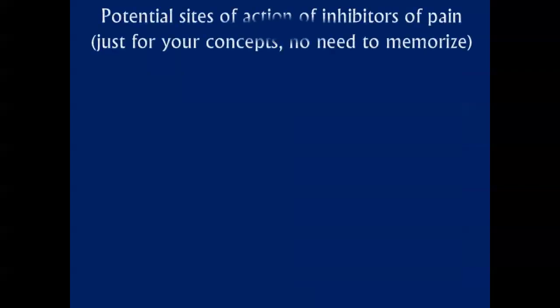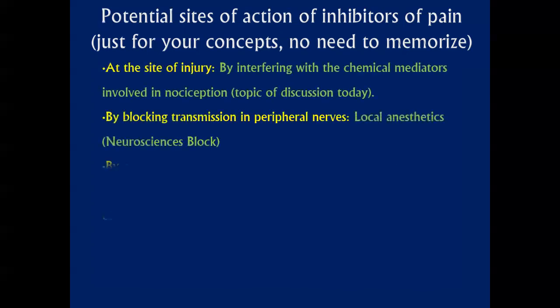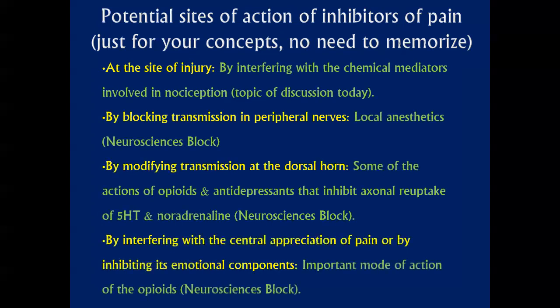Let's move. Potential sites of action of inhibition of pain. Just for your concepts, no need to memorize. I already explained. The last two are the narcotic. We'll discuss anesthetics and neurosciences later, but here the first thing is the peripheral sites, which we'll discuss here.